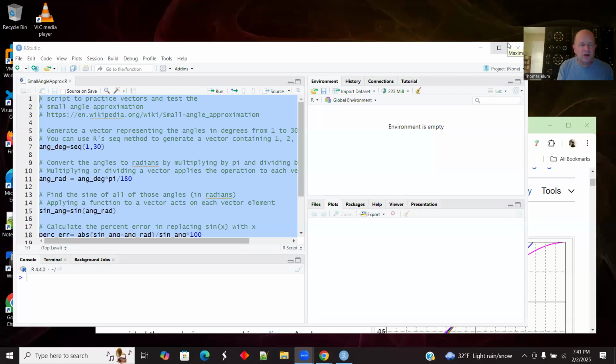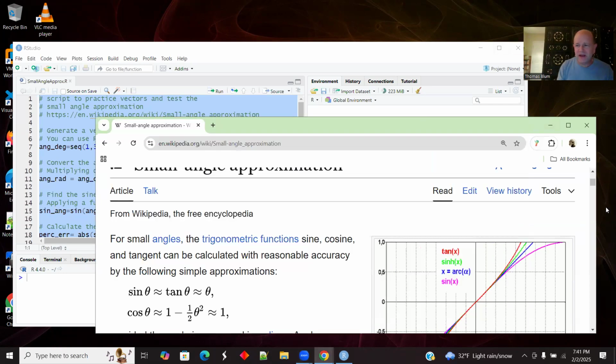In this video, I'm going to look at a short R script to just sort of get used to working with vectors, and it also happens to test the small angle approximation. So here's the idea of the small angle approximation.